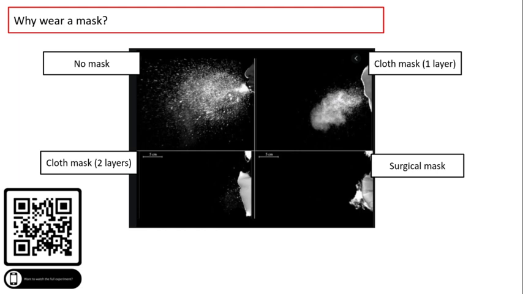As you can see from the image, without a mask, the grey area shows the amount of particulates that come from a person when they are breathing. Those particulates will include the coronavirus. If we wear a surgical mask, in the bottom right hand corner, we can see very few of those particulates. So by wearing a mask at all times, unless you are doing PE or eating in the canteen, you can help to protect everyone within our school. So that's wear a mask at all times whilst you are in the school building.